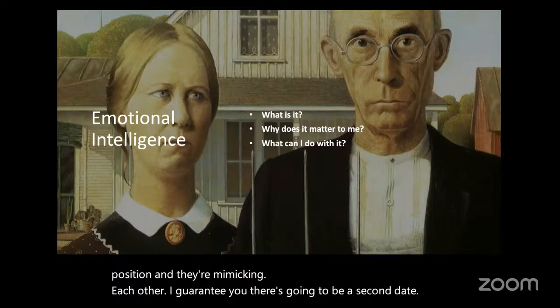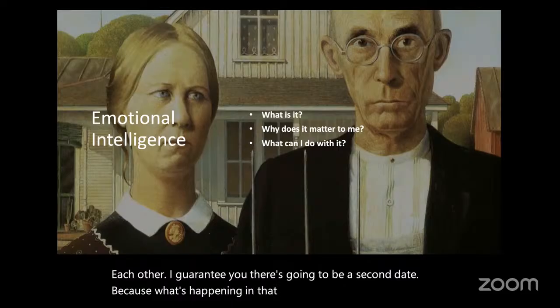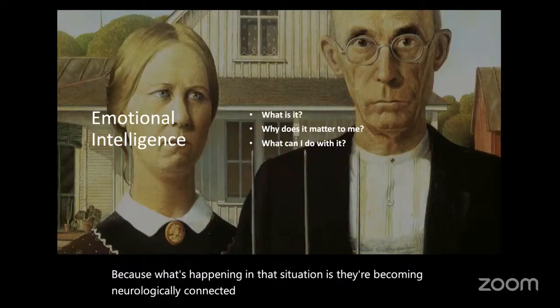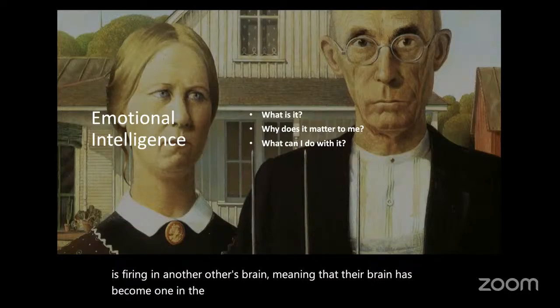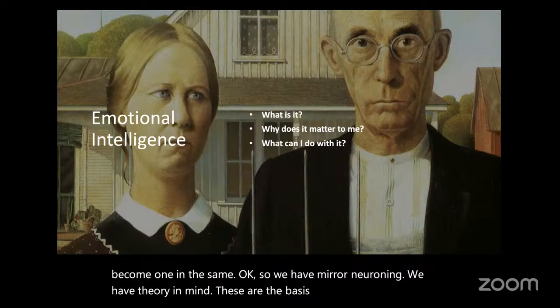Because what's happening in that situation is they're becoming neurologically connected with each other. What's firing in one brain is firing in the other's brain, meaning their brains have become one and the same. Okay, so we have mirror neuroning, we have theory of mind. These are the basis of empathy.